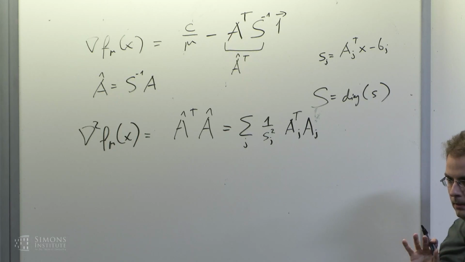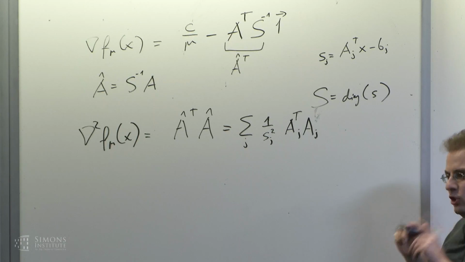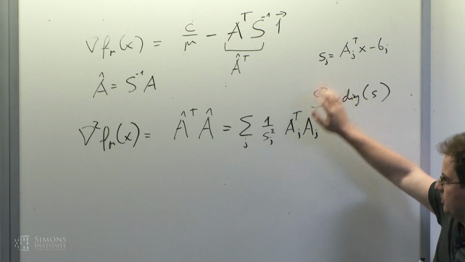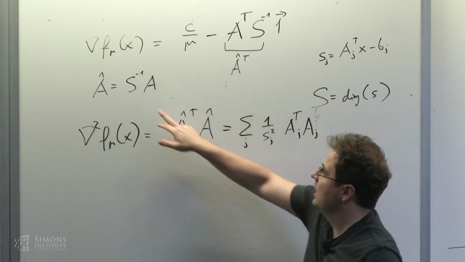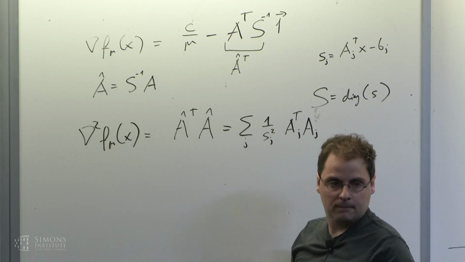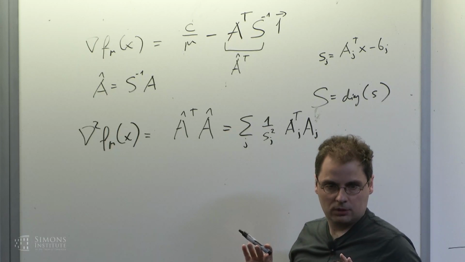But S is a function of x, right? Yes, S is a function of x, and I'm suppressing that because the notation would be very unwieldy. Yes, that's very important. S is a function of x. In particular, that's why I have S to the minus 2 here, because I actually have to differentiate it as well. So far, so good?